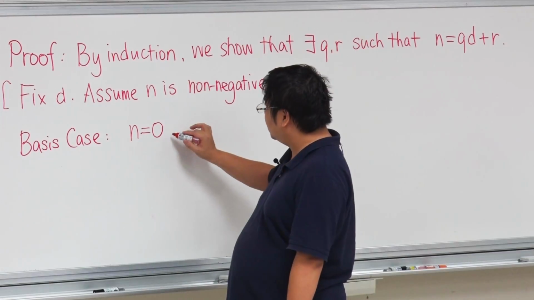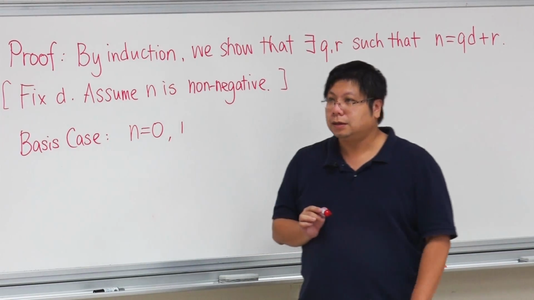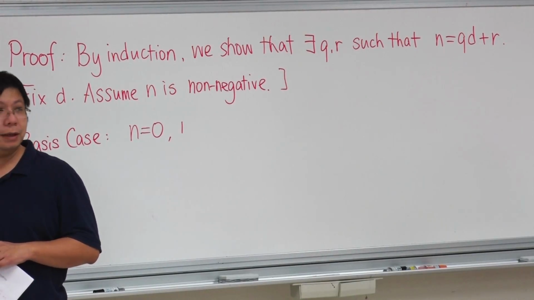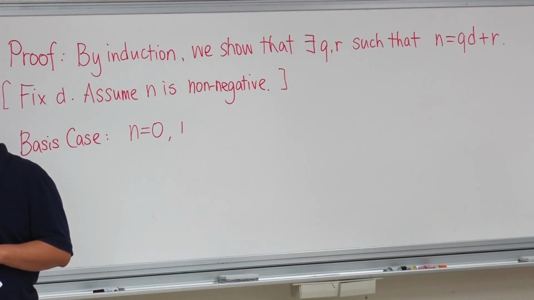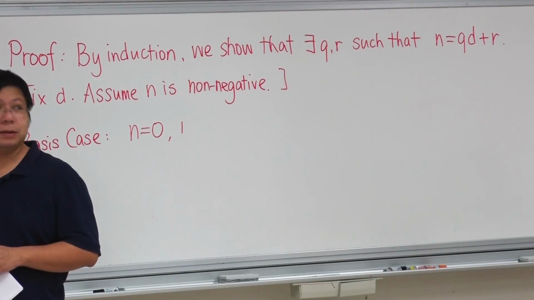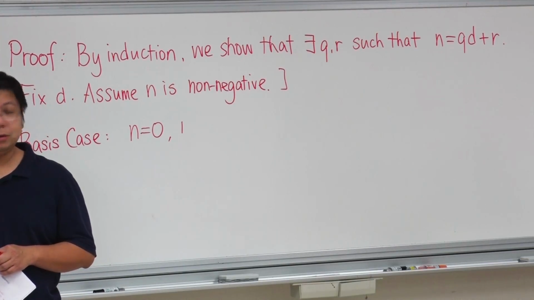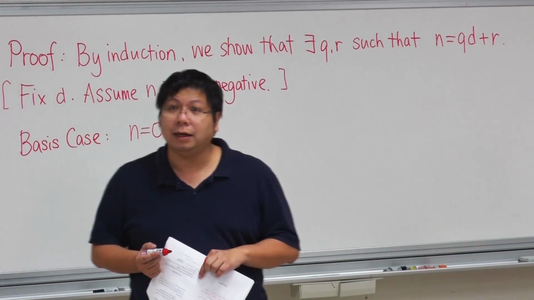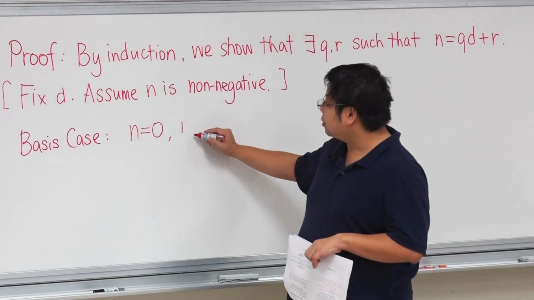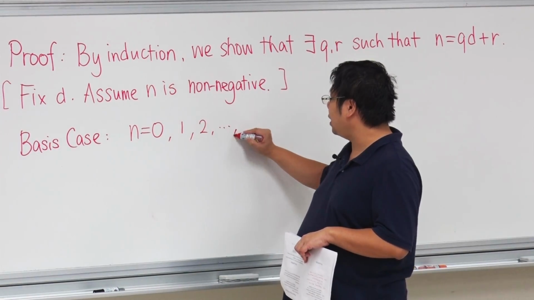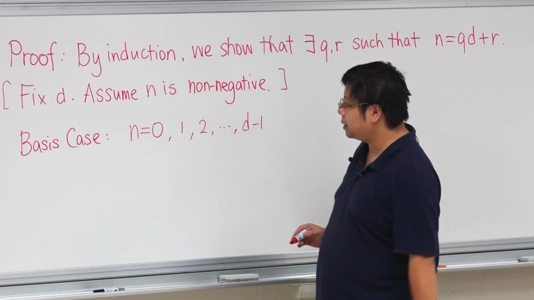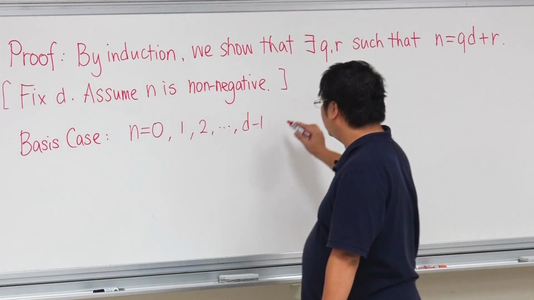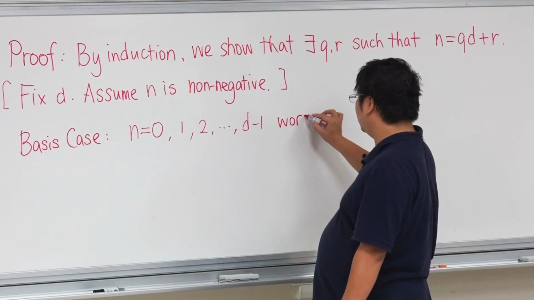then it exists. When n is equal to 0, we find that 0 is equal to 0 times d plus 0. When n is equal to 1, 1 is equal to 0 times d plus 1. When n is equal to 2, 2 is equal to 0 times d plus 2. Is that okay? So we are going to use n is equal to 0, 1, 2, up to n is equal to d minus 1 as the base cases. So the base case works.